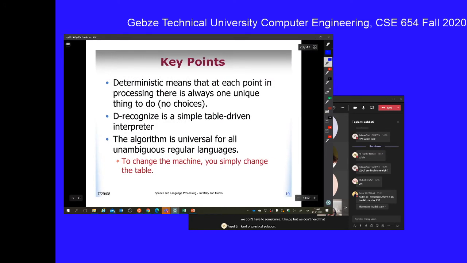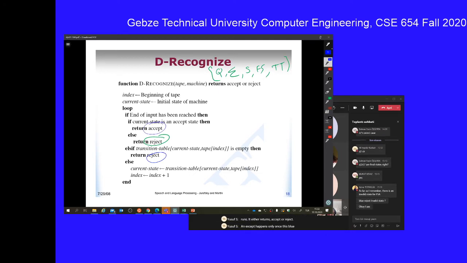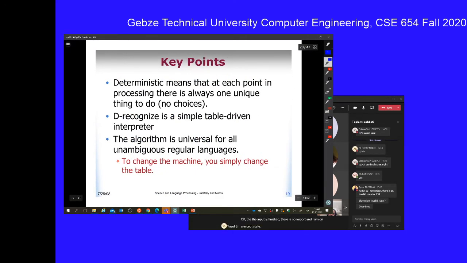Okay, so the key point is the recognize is a very simple algorithm. All it needs is the machine defined like that and the tape. It runs, it either returns accept or reject. And accept happens only once, this blue accept. Okay, the input is finished, there is no input, and I am on an accept state. And it is universal for all unambiguous.